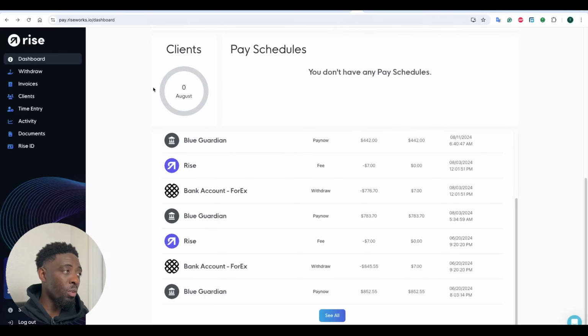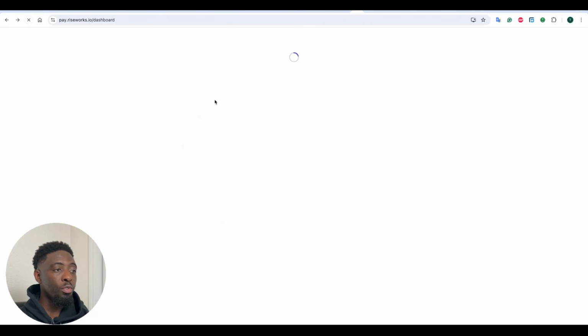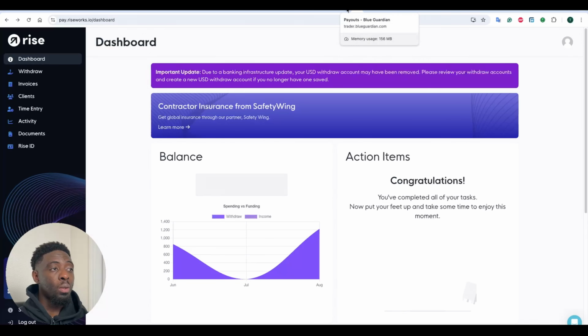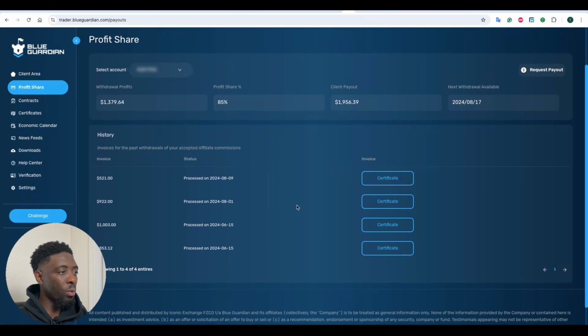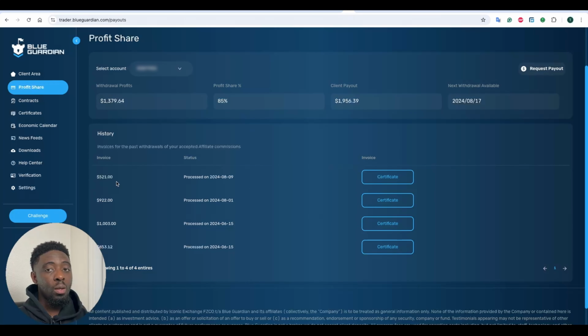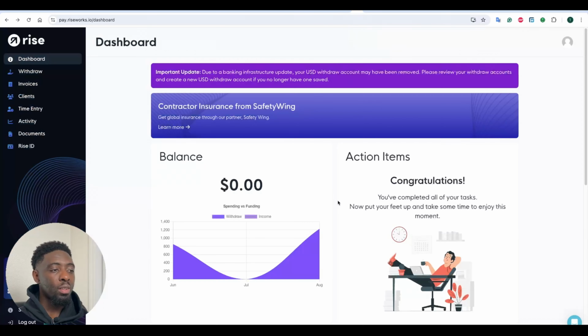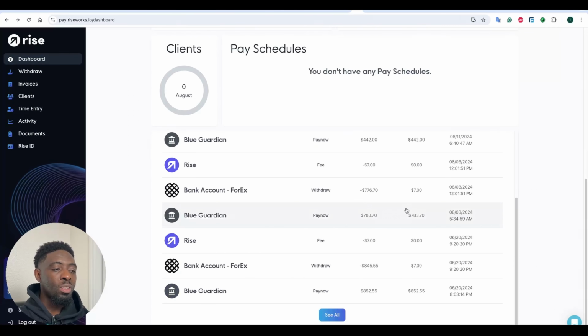So here's my Rise account. I can refresh this so you know it's real as well, and so you can see the previous payouts I had before, and just to let you guys know these guys actually do pay me out. So let's look at this. All right, cool. The previous payouts I had were 500, 900, 1,000. Once they take 15% of that, you're going to see the amount is a little bit different.